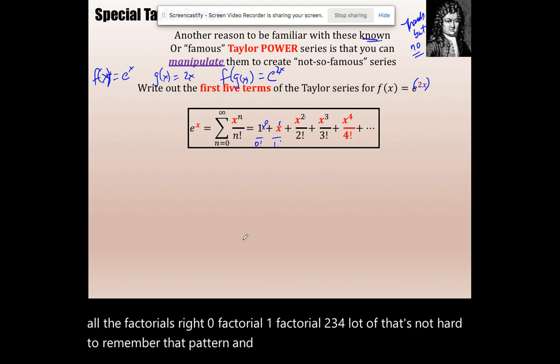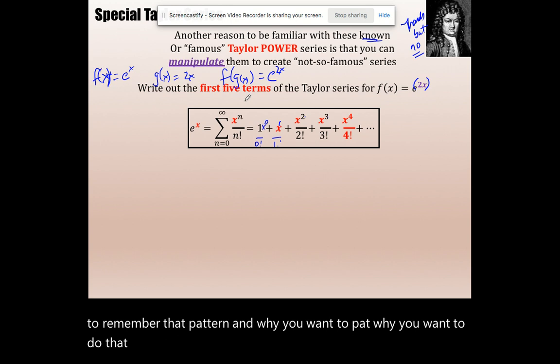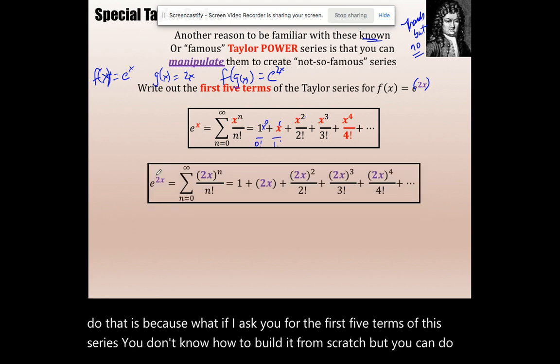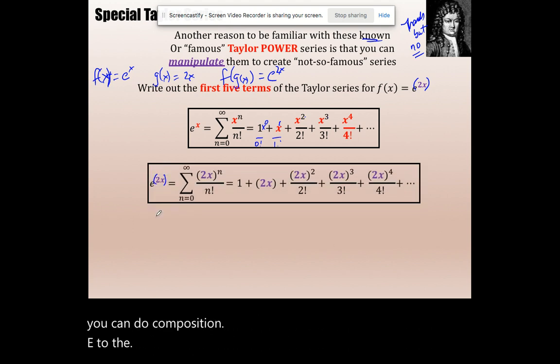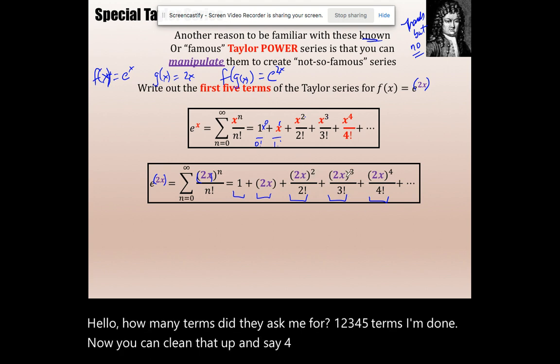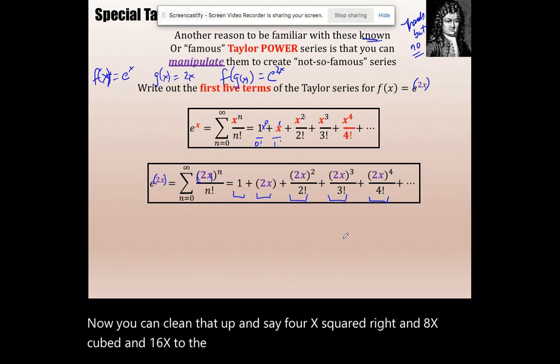And why you want to do that is because what if I ask you for the first 5 terms of this series? You don't know how to build it from scratch, but you can do composition. Composition is just composition. How many terms did they ask me for? 1, 2, 3, 4, 5 terms. I'm done. Now, you can clean that up and say 4x squared, and 8x cubed and 16x to the 4th. Don't really care. Not my purpose here.